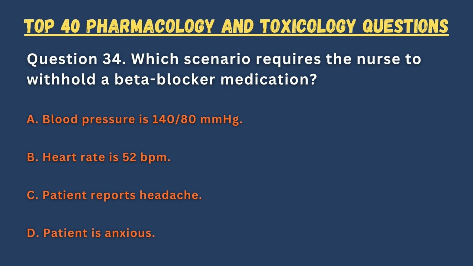Question 34. Which scenario requires the nurse to withhold a beta blocker medication? A. Blood pressure is 140/80 millimeters of mercury. B. Heart rate is 52 beats per minute. C. Patient reports headache. D. Patient is anxious.